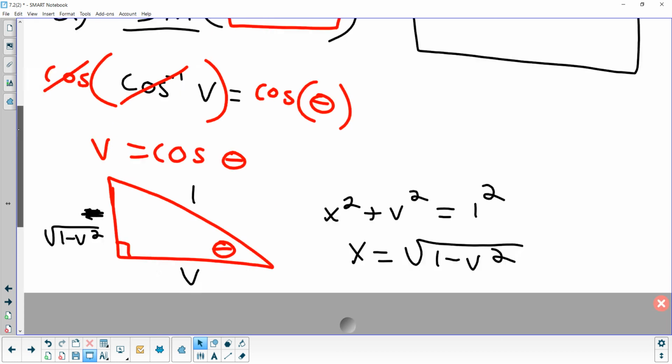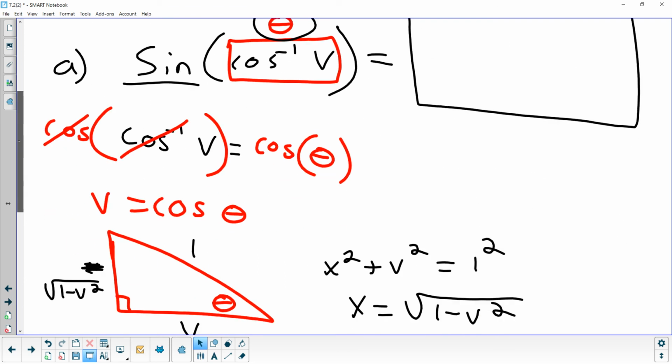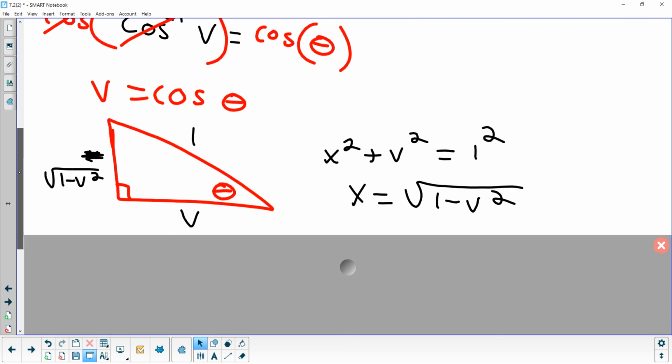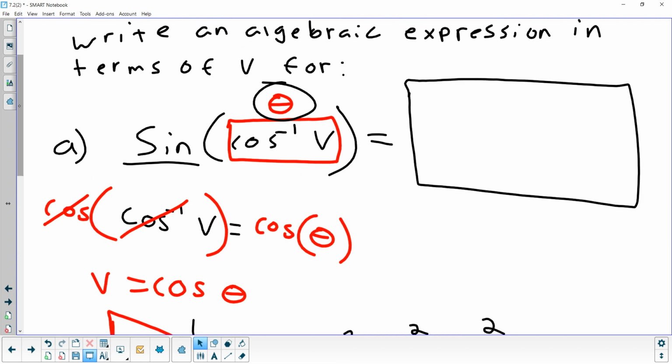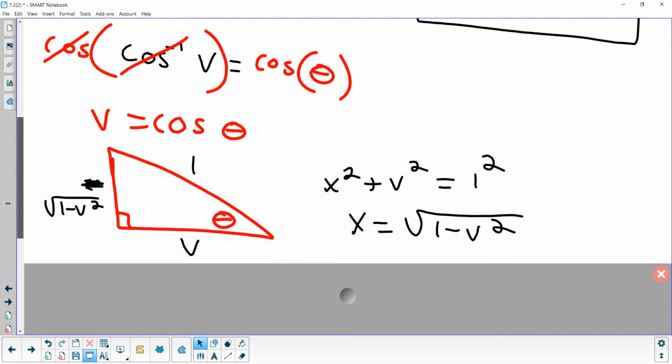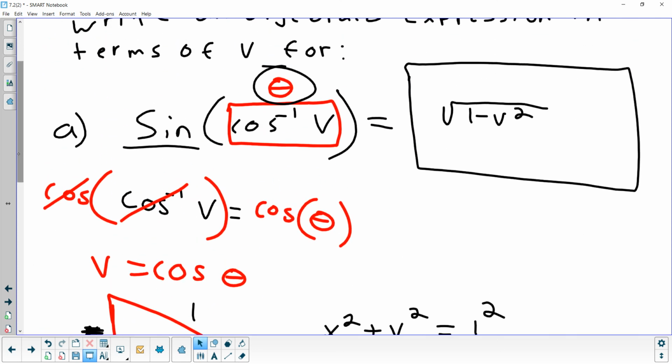Now we can do what they want us to do. Find the sine. Sine is opposite over hypotenuse. So the square root of 1 minus v squared divided by, in this case the hypotenuse is just a 1, so we don't have to worry about it. So that is your answer. The sine of the inverse cosine of v could be calculated by just doing the square root of 1 minus v squared.